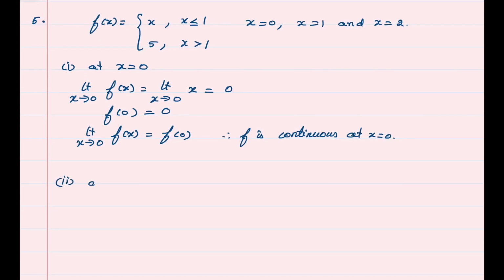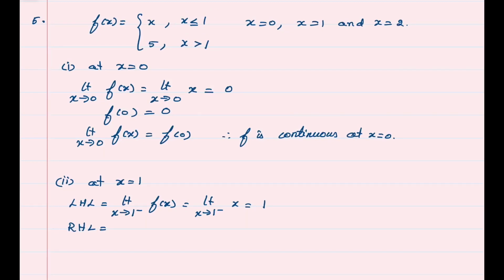Now, let us check at x equal to 1. At x equal to 1, we have two definitions for less than or equal to 1 and greater than 1. We need to do LHL and RHL. LHL is equal to limit extending to 1 minus. For 1 minus, we need to use less than 1 definition, which is x. We will directly substitute the value, which is 1.